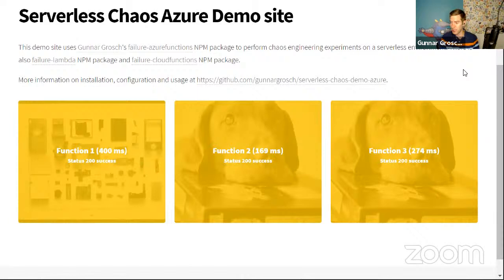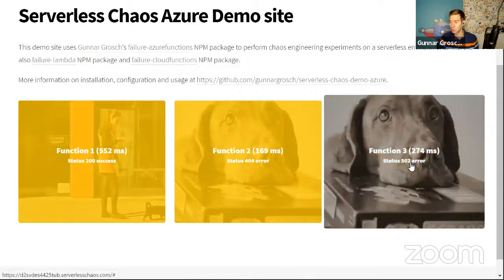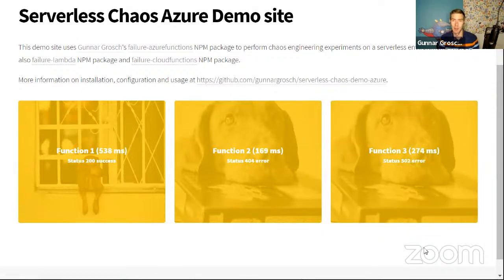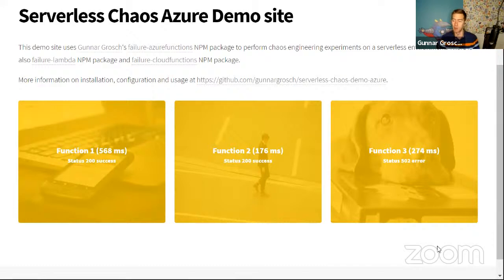Now let's see. Function number 3 should now not be able to fetch data from Cosmos DB because the network connection is intercepted and blocked. So what we're getting is a 502 instead. That's the error that is thrown within our function. This is also a good way to test what happens if downstream services or third parties are unavailable.